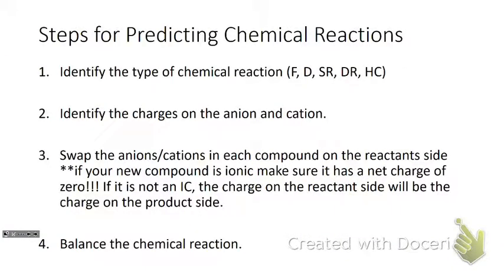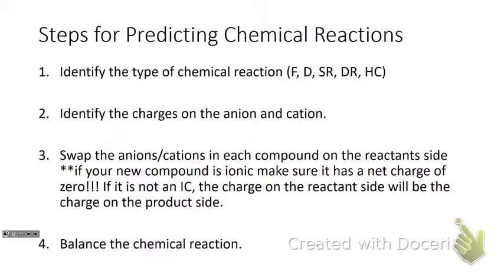So, we briefly talked about these steps yesterday, and they are written on the backboard by Ryan over there, okay? So, first thing we have to do is identify the type of chemical reaction, okay? Is it a formation, decomposition, single replacement, double replacement, or a hydrocarbon combustion? Okay, so that's step 1. Step 2, we're going to identify the charges on the anion and cation on the reactant side, right? Because we're predicting the products. Okay, so we need to see what the charges are.